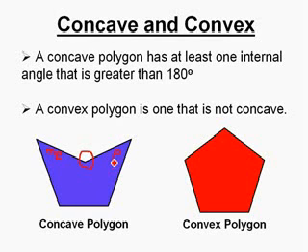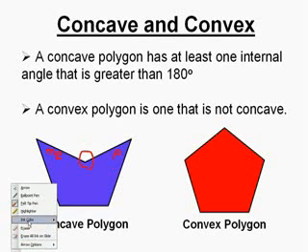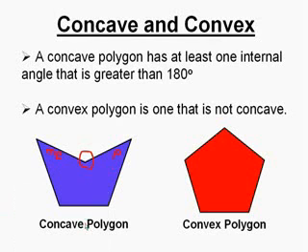Another way to visualize that would be that in the case of a convex polygon, if you were to draw a line that passes through the polygon, that line would enter and exit the polygon exactly once. Like that. In the case of a concave polygon, it would be possible to draw a line that could enter and exit the polygon more than once. Like this line. If you were to draw the line right there, then you would be able to enter and exit the polygon twice.